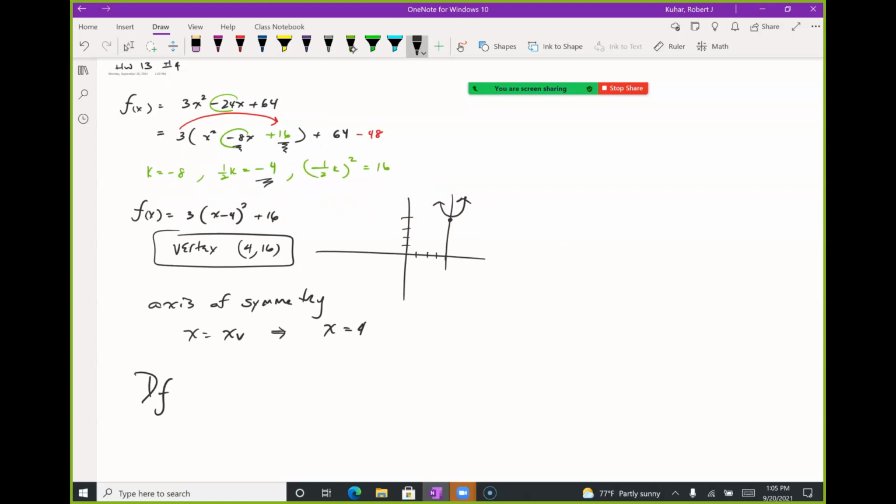I've got a domain of everything for all polynomials. And I have a range of vertex and up. So 16 to infinity. Remember, range is y values. So what's my smallest y value up to my largest y value?